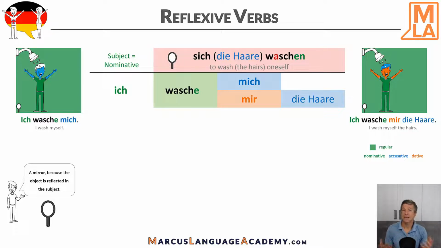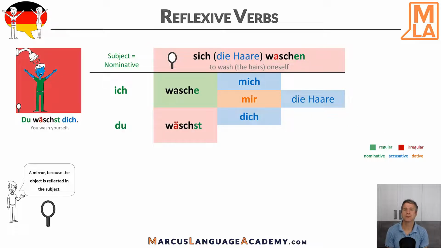Okay, and the same happens for the second person in singular. Du wäschst dich. You wash yourself. Here without additional information. But please be careful because waschen is irregular here. So the a becomes a umlaut. And that's why the red color and the red background in the picture.